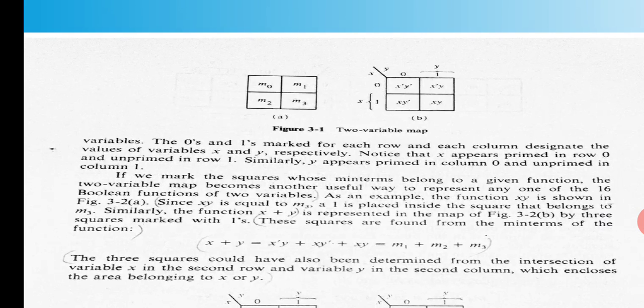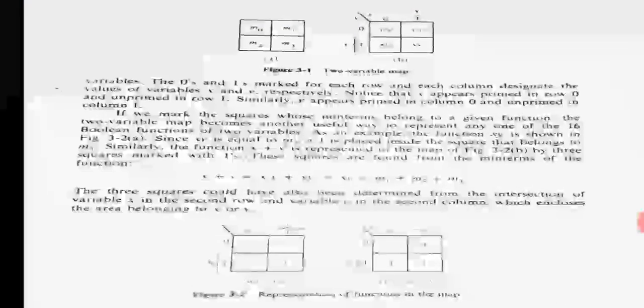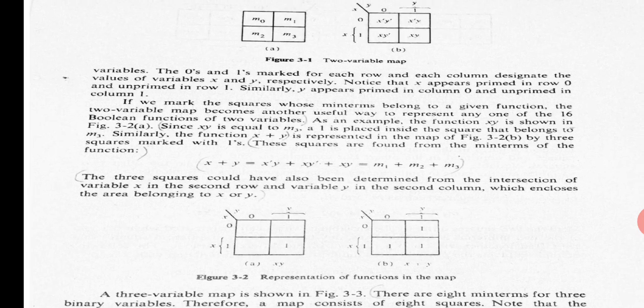So two variables will produce up to 16 boolean functions that can be represented. As an example, the function xy is shown in the separate figure. We will see the figure later. No, that figure is actually available here itself. Let me zoom in here. Fine, so this is how this is possible.